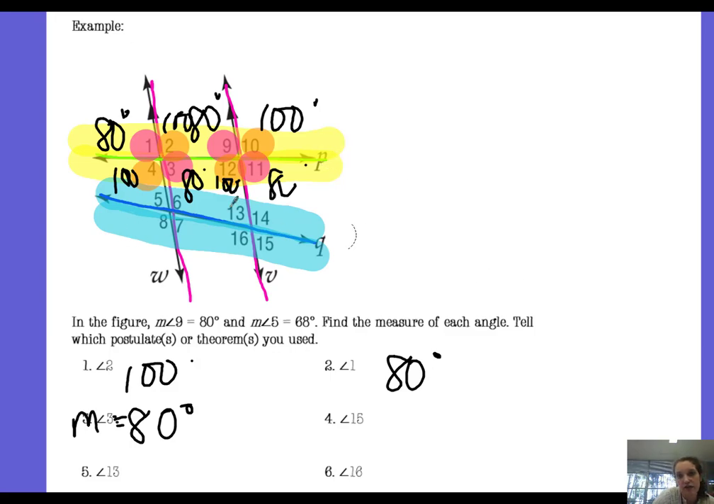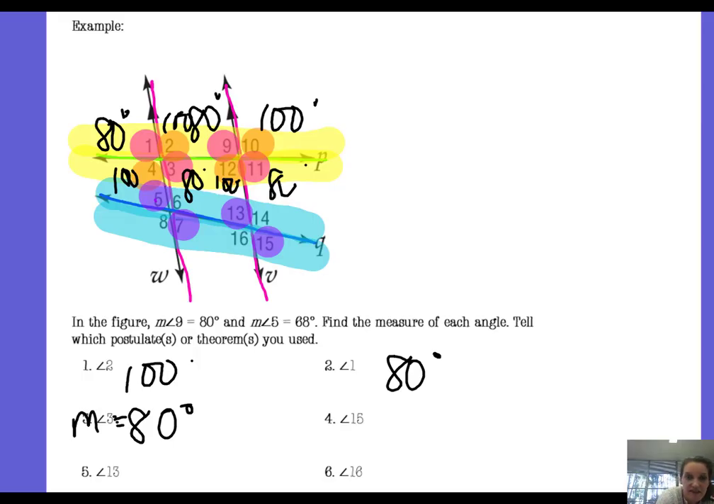Now let's hop over to transversal Q. It tells us angle 5 is 68 degrees. Angle 5 is congruent to angle 7 because they're vertical. 7 and 15 are corresponding, and then 15 and 13 are vertical. So those are all congruent.